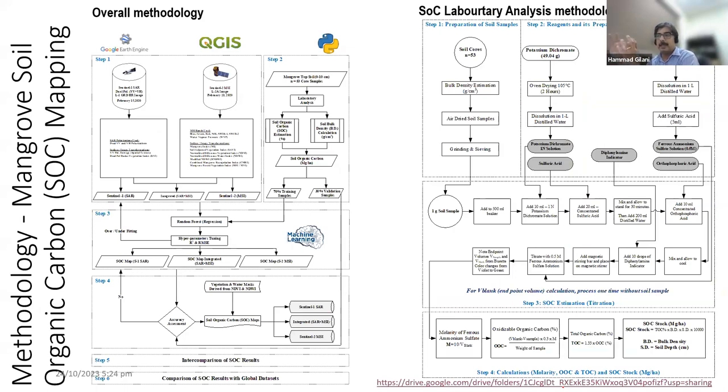Let me tell you quickly what we did in this methodology. On one side we collected field data, and on the other side we have Sentinel-1, Sentinel-2, and the integration of the two sensors, and we find out which one performs better by keeping the training data and validation data the same. In this method we used a random forest machine learning algorithm. Based on the literature review, we found that it is widely used and gives better results. On this side you can see the overall methodology, and on the other side the detailed methodology of the laboratory analysis and how we analyzed the field data for soil carbon mapping.